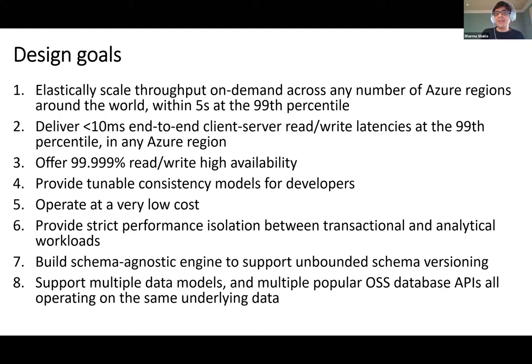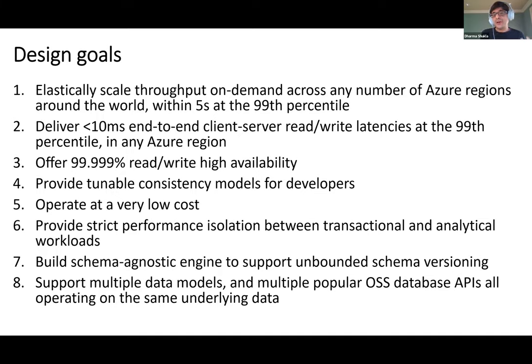In terms of high availability, because it was designed as a multi-master system, customers expected read and write availability. It was paramount because Microsoft's billing systems and many of these mission critical workloads were dependent on it. As I mentioned, we decided to offer tunable consistency models, between linearizable consistency and eventual consistency, with intermediate click stops. And I'll describe how we employed TLA Plus in defining these consistency levels.